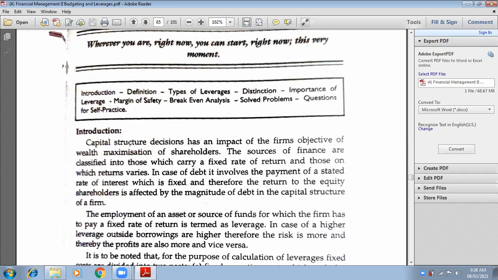While structuring our capital, there are two parts. How many parts? Two parts. First is owned funds and another is borrowed funds. While structuring our capital, we think about the main objective of the company, which is to maximize the wealth of the shareholders.